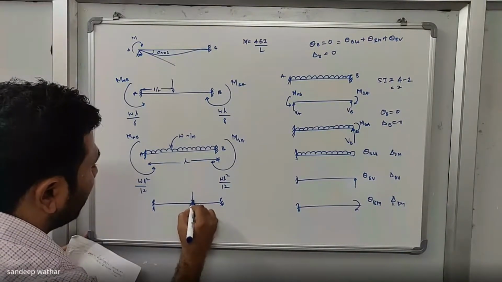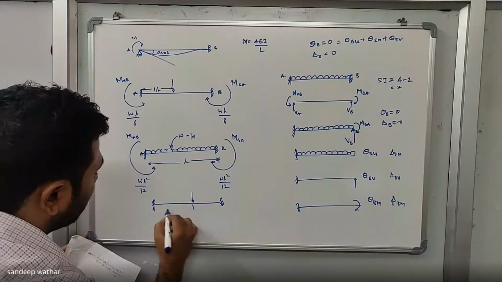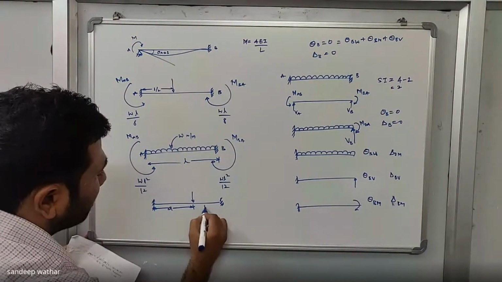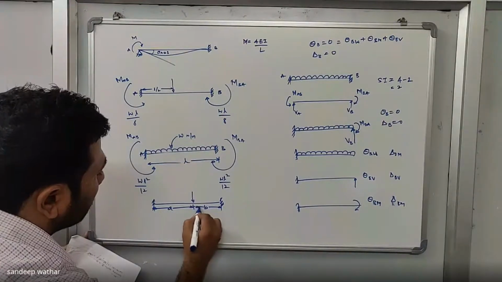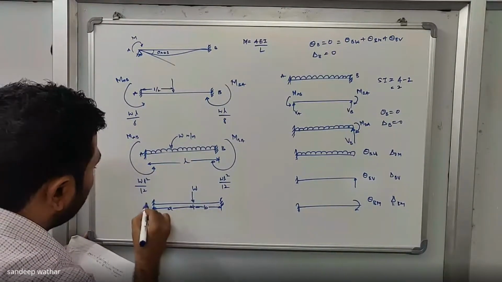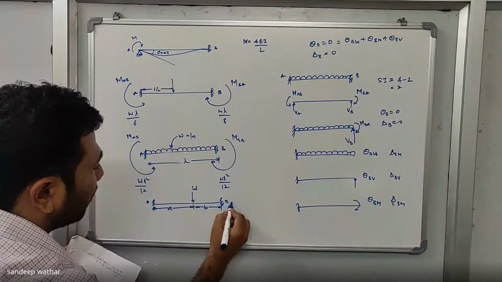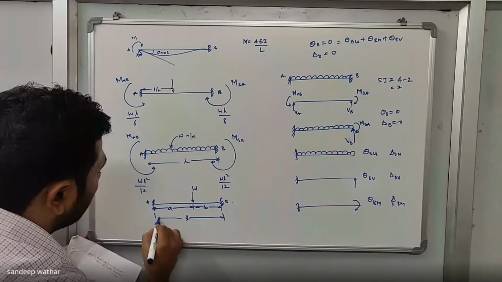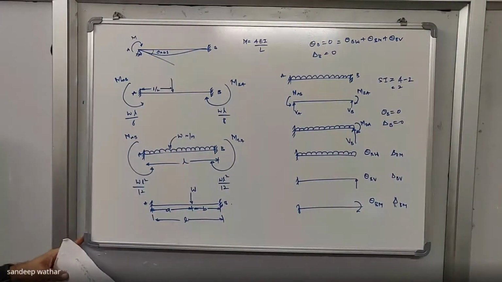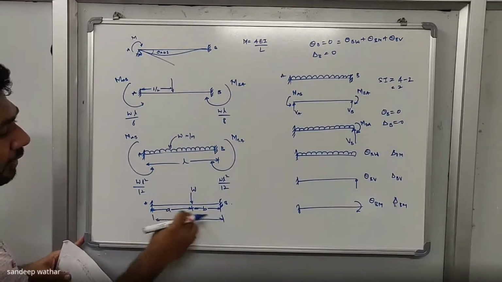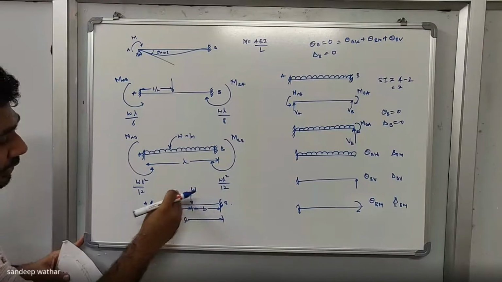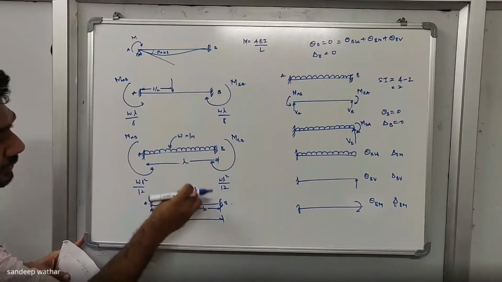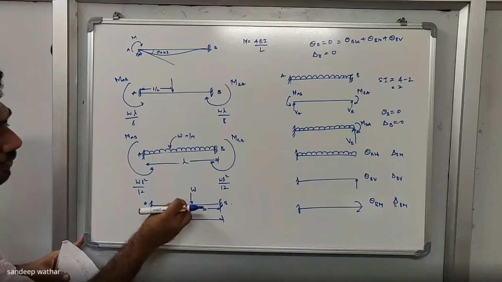The load is applied somewhere here. This length I will call A, and this length I will call B. So this is the load being applied. This is your A, this is your B point, and this total length will be equal to L. Now see here, these are two arbitrary values. As I shift W, the values of A and B will change. So this W is not specific at any point.